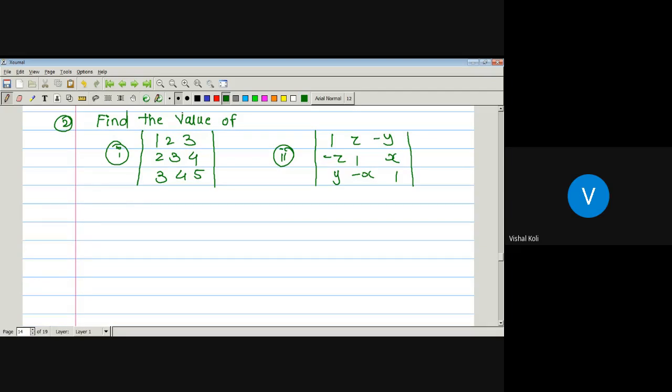Now first we will solve the first one. So the determinant of this one is equal to 1, 2, 3, 2, 3, 4, 3, 4, 5. Now here we will take the first row. Okay, so if we take the first row, then by definition of determinant, it is 1 into its cofactor. Its cofactor will be this one.